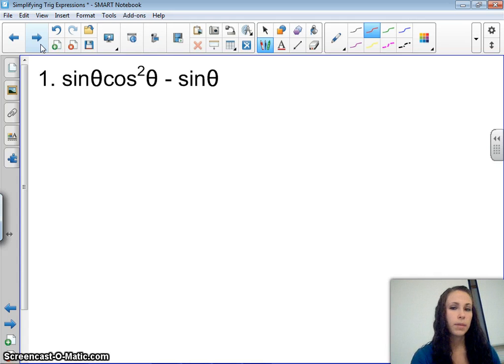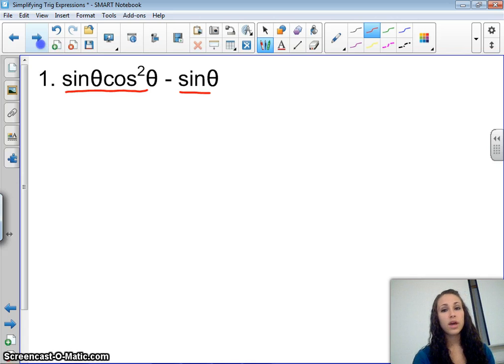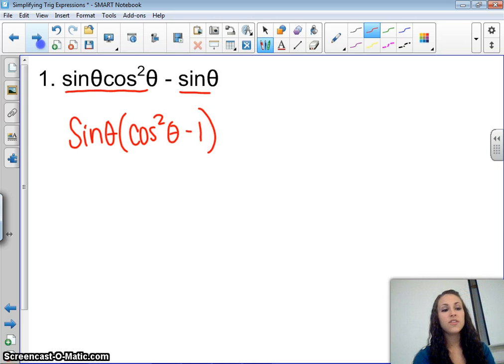So I'm going to look back at my little steps that I'm going to try. I'm going to look at this problem. Well, there are a couple things that I know probably are not going to work. Probably don't need to get a common denominator. There are no fractions. What looks obvious to me is there are two terms in this expression, and they both have a sine. So since they both have a sine, I'm going to factor out that sine as a GCF. Now, I'm left with sine and then my cosine squared minus 1.